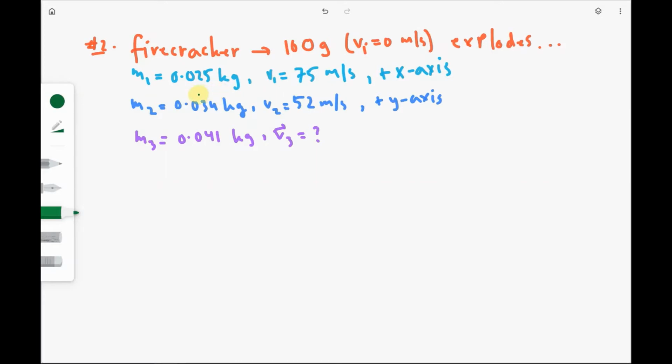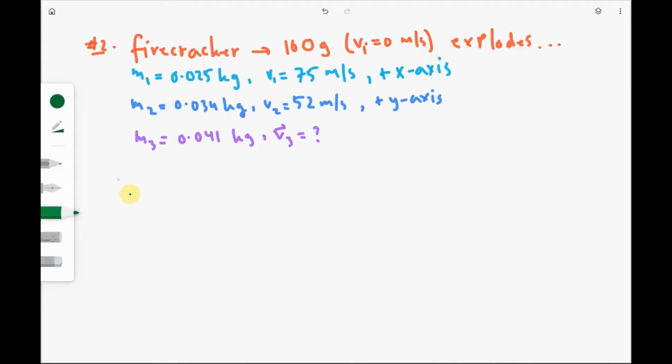So with masses m1, m2, and m3 given as follows, m1 has velocity 75 meters per second going in the positive x direction, m2 has a velocity of 52 meters per second going in the positive y direction, while m3, our target, has a mass of 0.041 kilograms, but we don't know the velocity, meaning the speed and direction. We don't know, and that is our target. So let's start off with the diagram as usual.